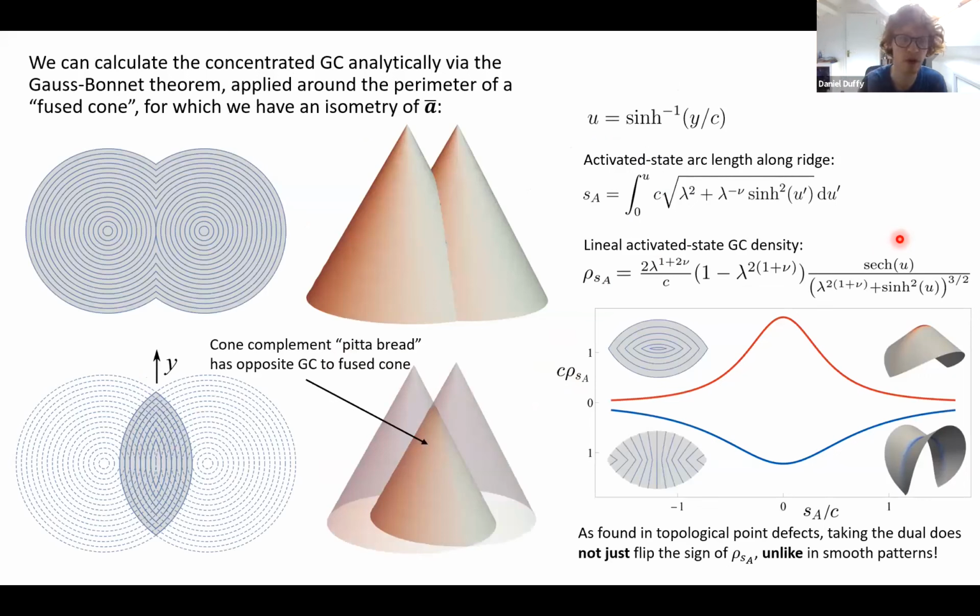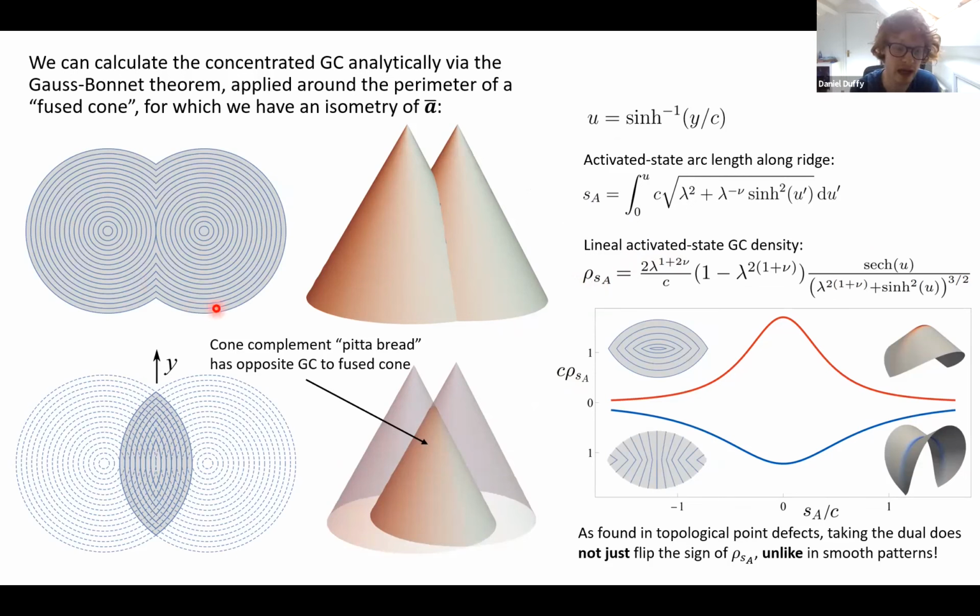Okay, so how can we go a little bit further with this? We can actually calculate this concentrated Gauss curvature analytically using the Gauss-Bonnet theorem, and there are various ways to do that, but the way I'll roughly talk you through is to basically find an analytical isometry of the pattern and then calculate the Gauss curvature of that.